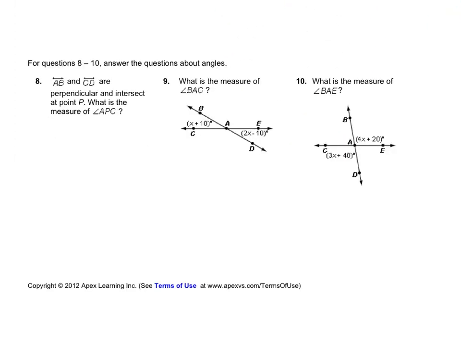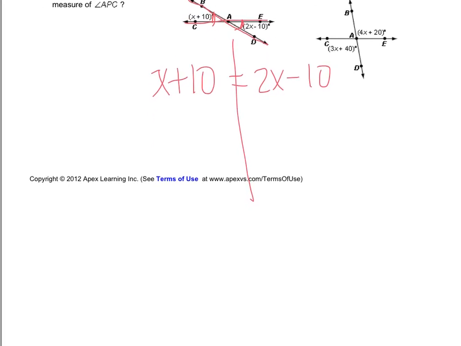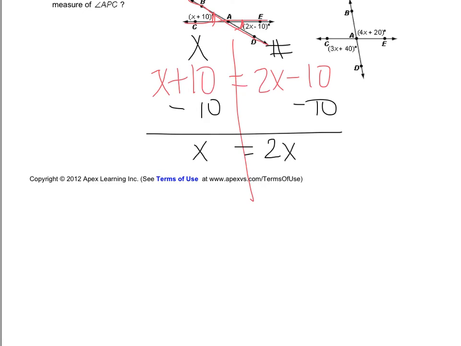Question 9 says, what is the measure of BAC? Because I have these 2 lines drawn here, I know that BAC and EAD are vertical angles, so X plus 10 has to equal 2X minus 10. I can solve for X. To do that, I want X's on one side and my numbers on the other. So I'm going to subtract 10 from both sides. So X equals 2X minus 20. Then I'm going to subtract 2X from both sides, and negative X equals negative 20.